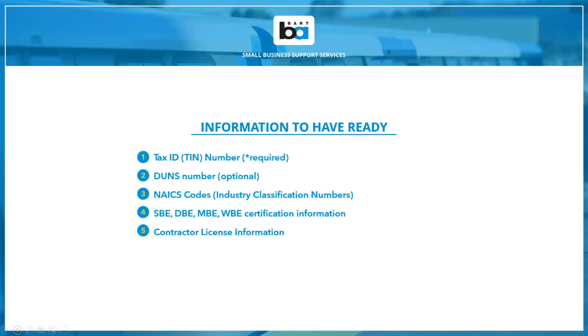Some information to have ready prior to registering is, one, your tax ID number. That's a requirement. Your DUNS number, which is optional. Your NAICS codes, also known as your industry classification numbers. Your SBE, DBE, MBE, WBE certification information, if you have it, and also your contractor license information. With that said, let's go ahead and get started.